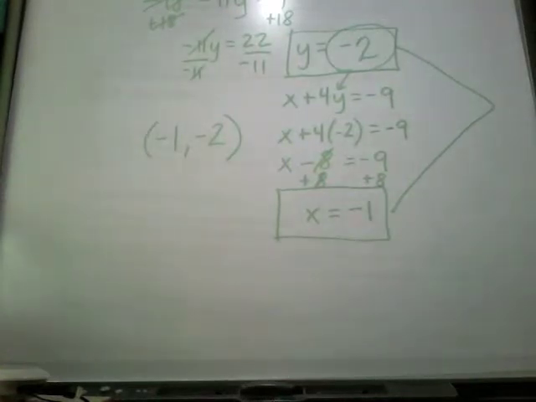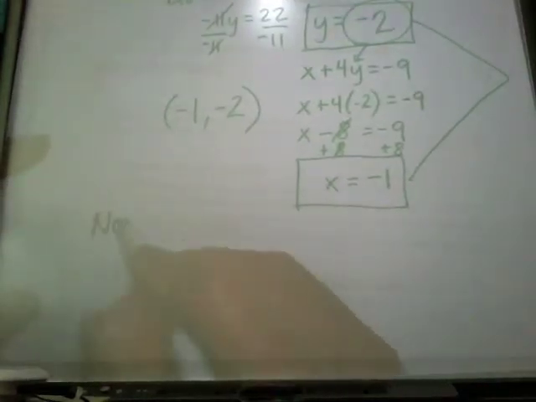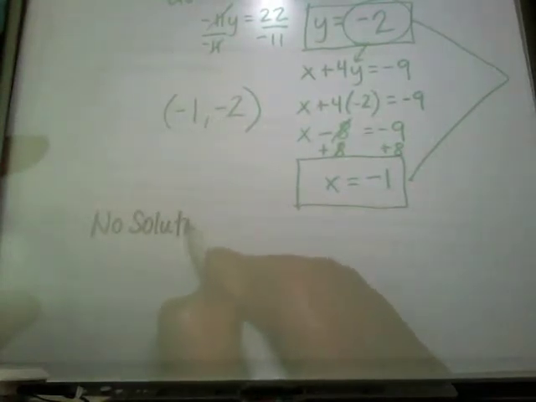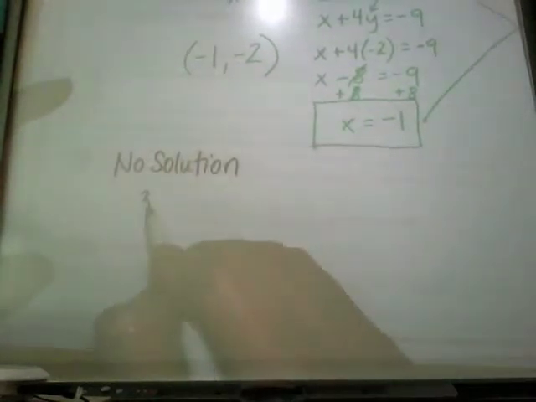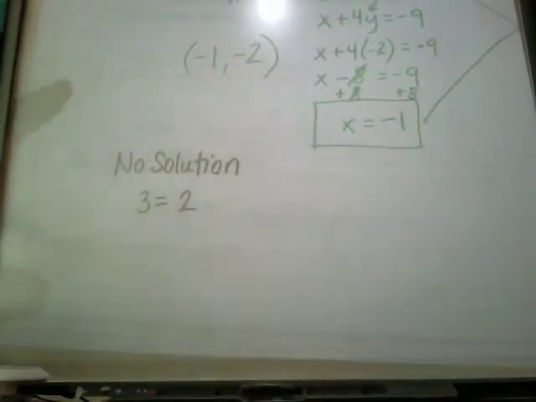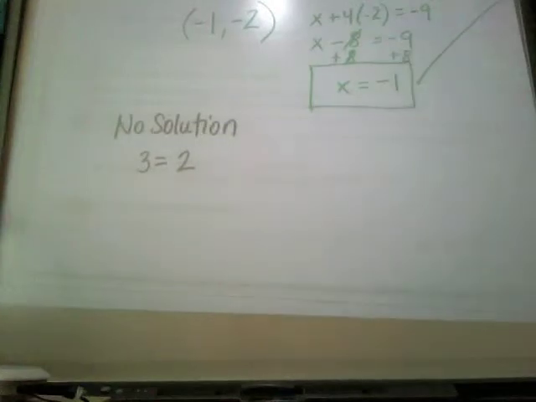Let me just show you what it would look like. We're not even going to solve anything. Let me show you what it would look like when you get a no solution. You're not going to be seeing the graph. If you do all this work and something happens where the variables all drop out and you get something that looks like this. 3 equals 2.